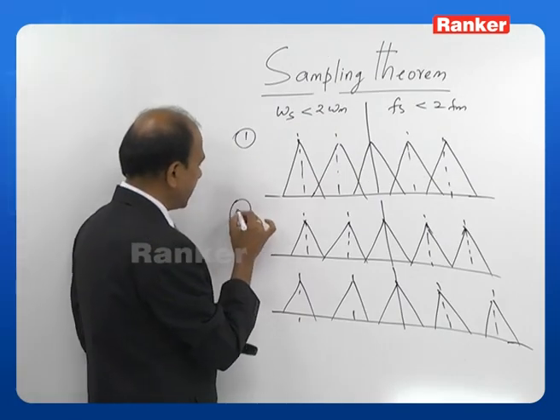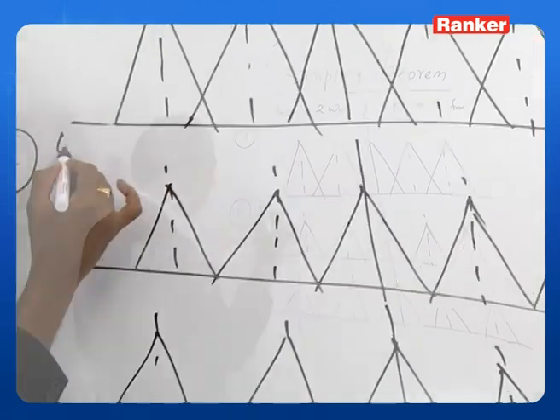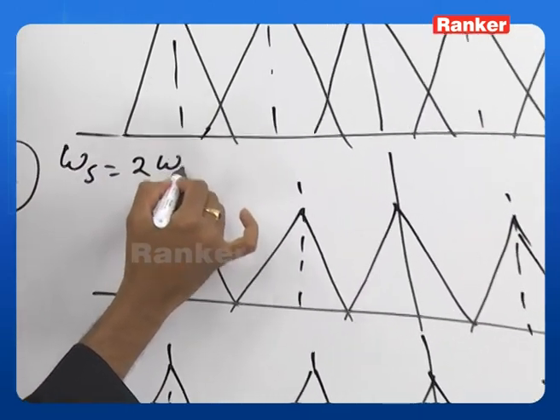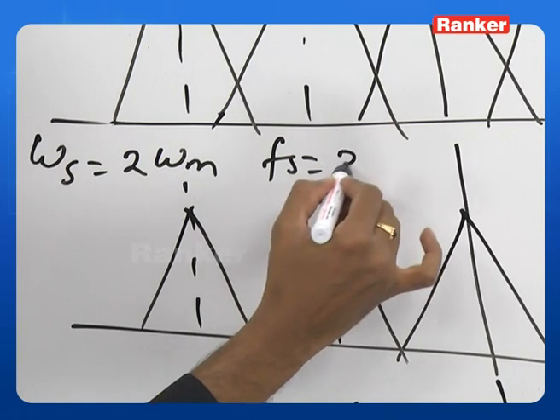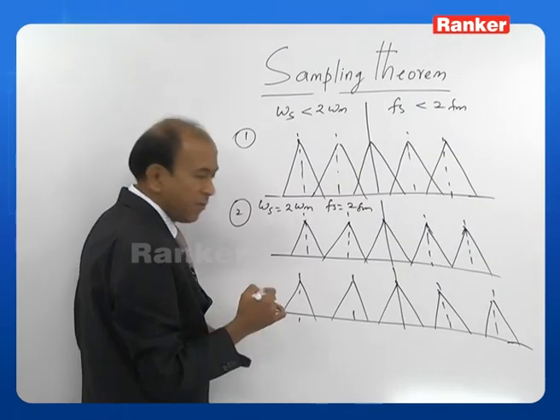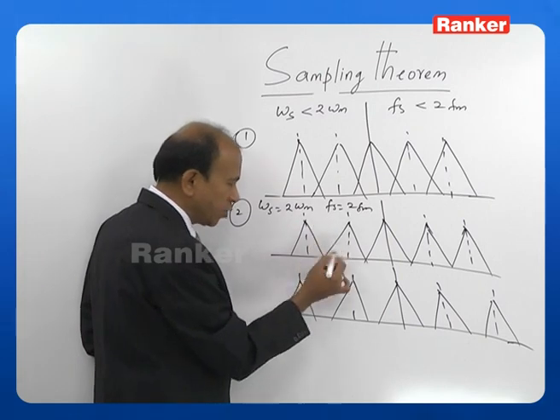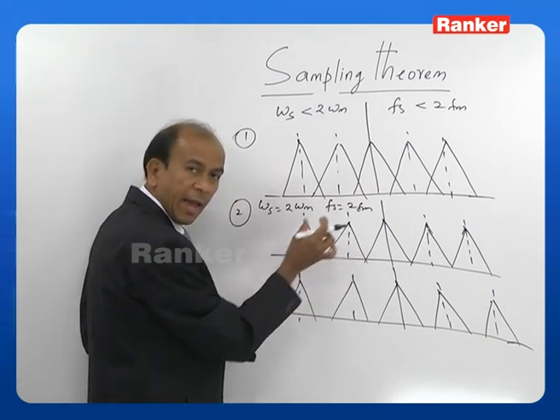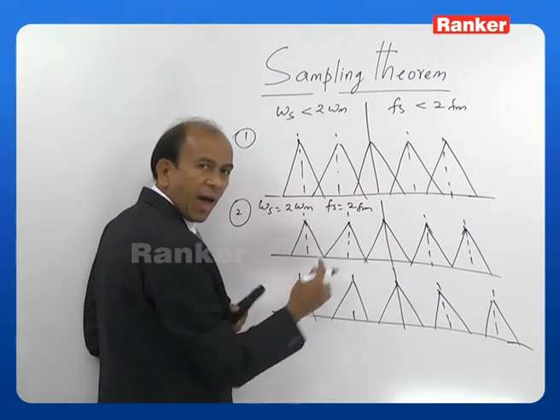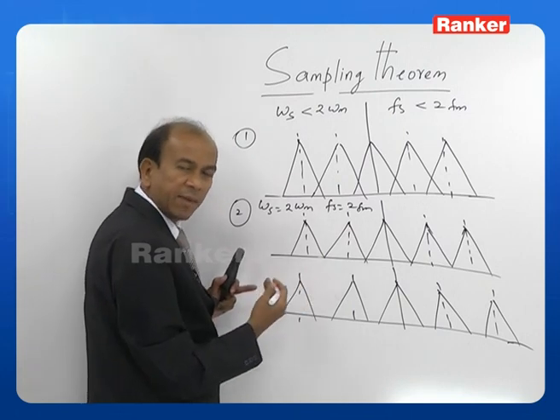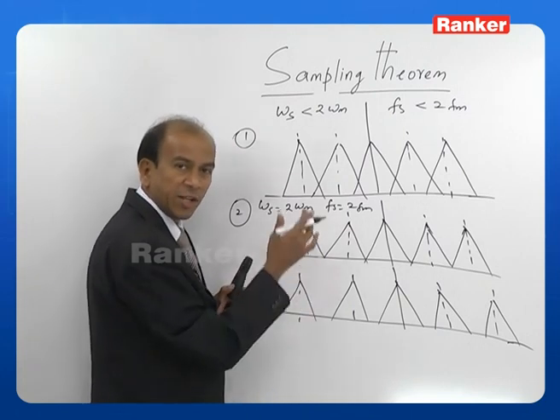The second case here is where omega s is equal to 2 omega m, or Fs is equal to 2Fm. If you see here, there is no gap between these two spectra. The spectra are not overlapping, but they are immediately followed by each other. So, there is no guard band.